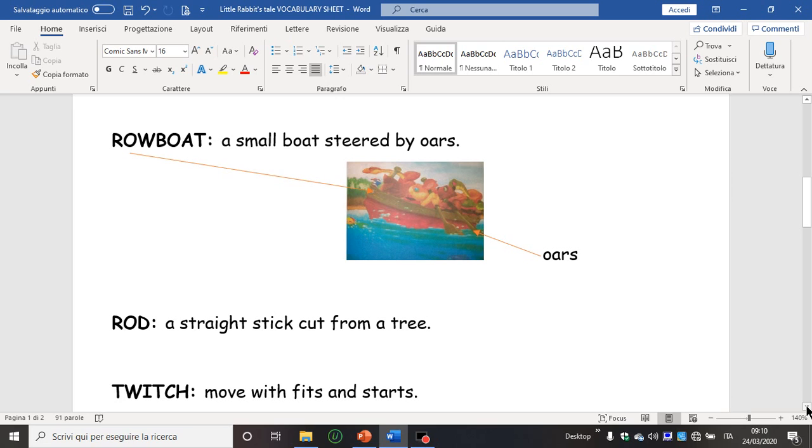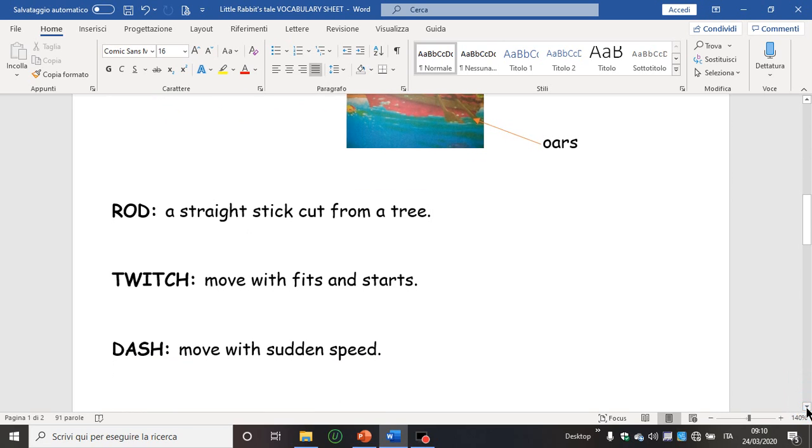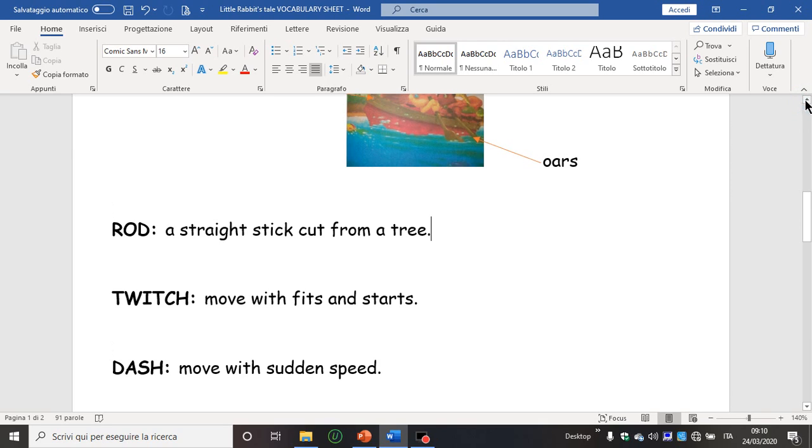Okay, let's move on to the next word. The next word is rod. A rod is a straight stick cut from a tree. These oars look like rods.